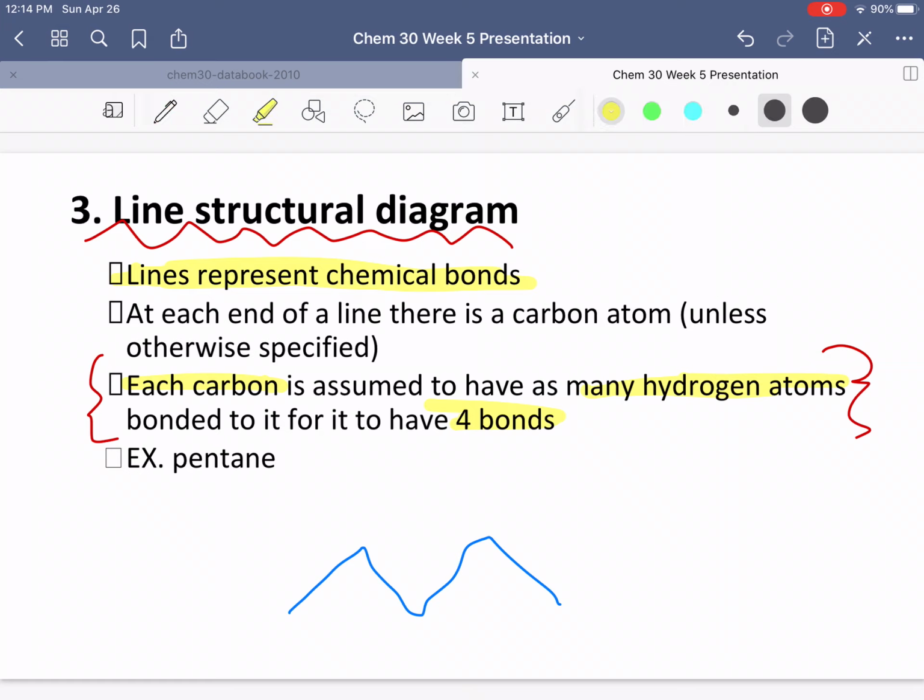We have a carbon right on the end. There's the first one. Here's the second carbon, the third, the fourth, and the fifth. Now, for a line structural diagram, you wouldn't draw those little highlights in, right? It would just be the line.